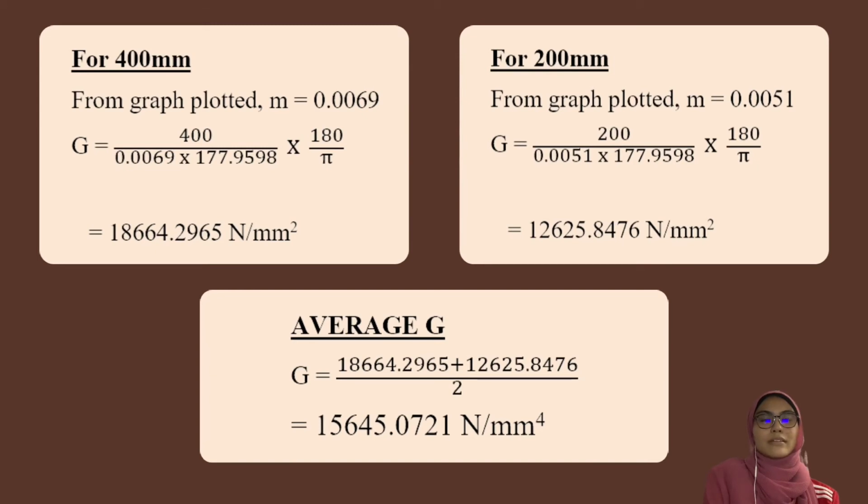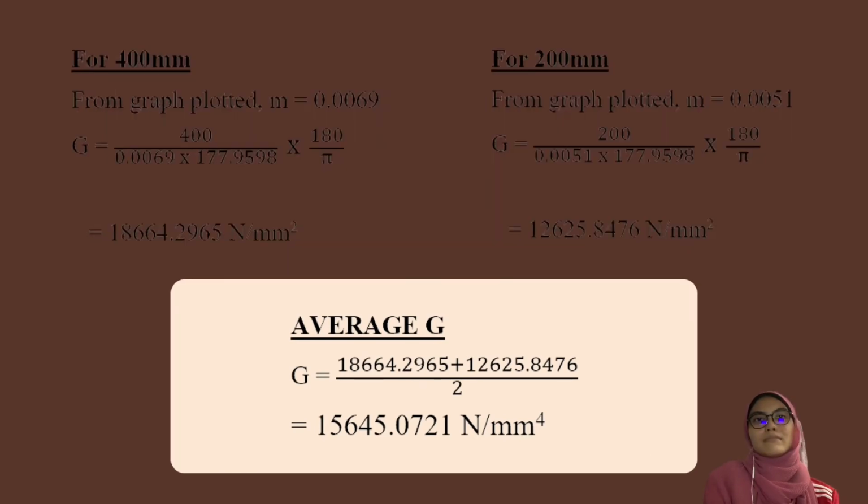And for 200 mm, from the graph plotted, the slope M is equal to 0.051 and the G calculated would be 12,625.8476 Newton over millimeter square. So the average G is 15,645.0721 Newton over millimeter square.